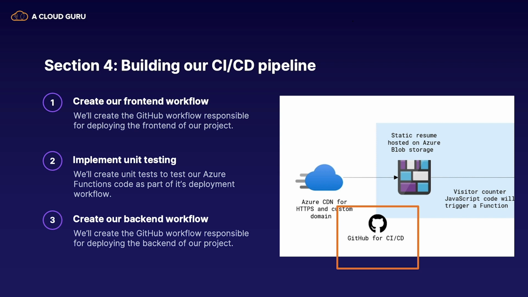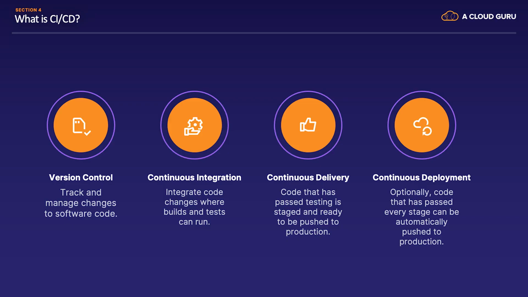Before we dive into any hands-on labs, I want to just briefly touch on what CI/CD is. CI/CD stands for continuous integration and continuous delivery. There are sort of four major areas here. First, version control, which in our case, we're using Git and GitHub to track and manage changes to our code.